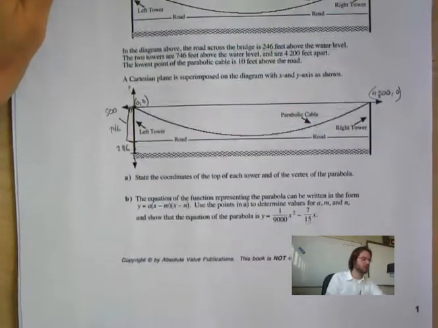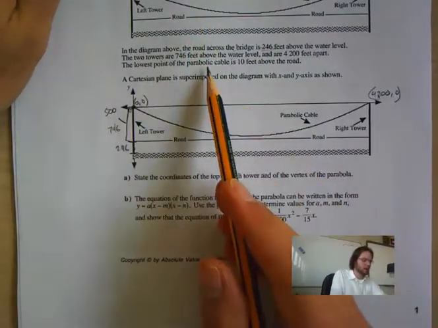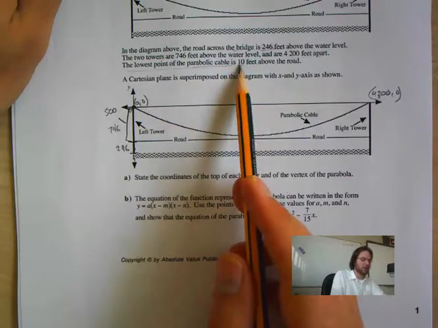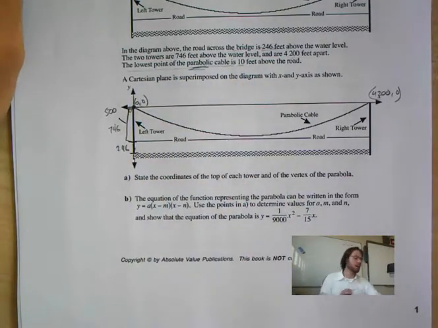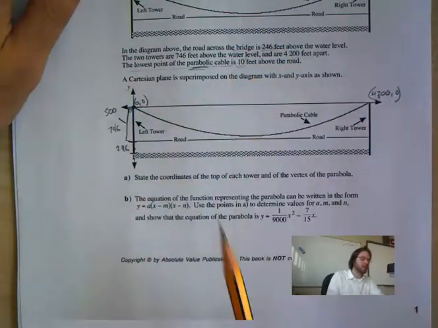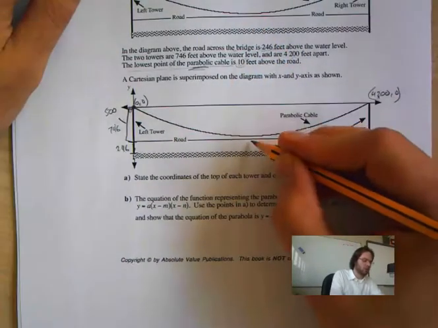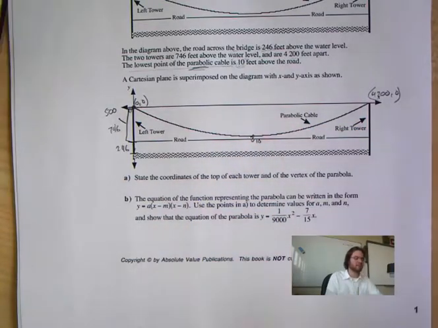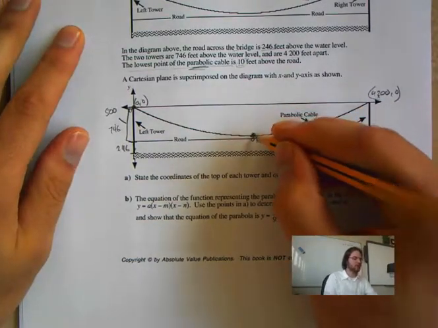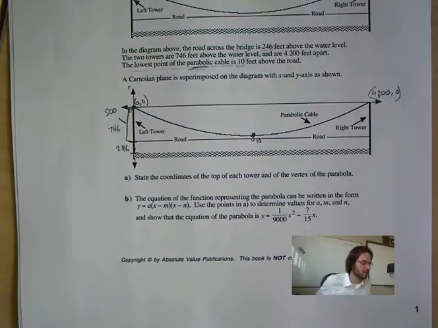Now we continue. It also states that the lowest point of the cable, and it's a parabolic cable, so that means a parabola, it's a quadratic, is 10 feet above the ground, or the road. So this distance here is 10. So the lowest point is the vertex. And it's 10 feet above the road.